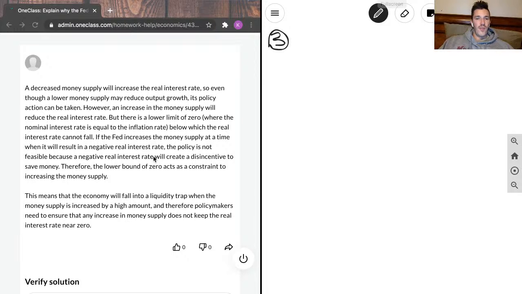This means that the economy will fall into a liquidity trap where the money supply is increased by a high amount, and therefore policymakers need to ensure that any increase in money supply does not keep the real interest rate near 0. So here we need to draw the money market graph.